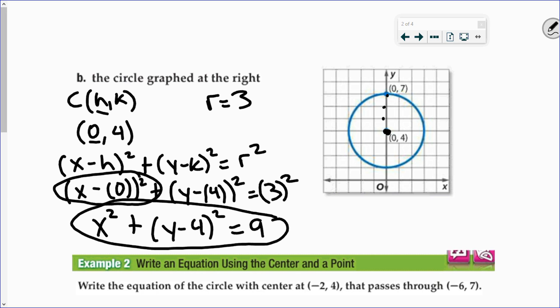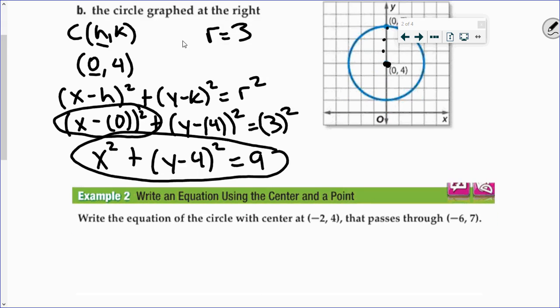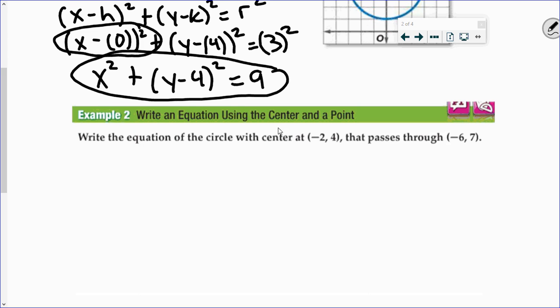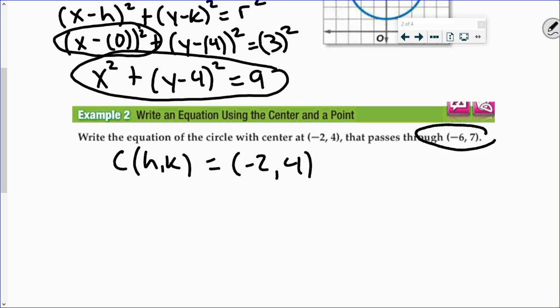And lastly, we're going to work example 2. We're going to write an equation using the center and a point. So we don't have the radius here. We will have to find the radius. Write the equation of a circle with center at the (h, k) value. The center is at (-2, 4), but it passes through the point (-6, 7). So this is a point on the circle.